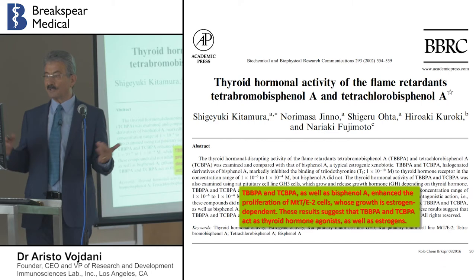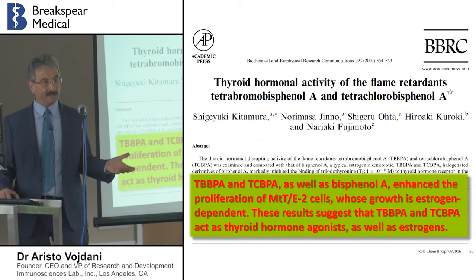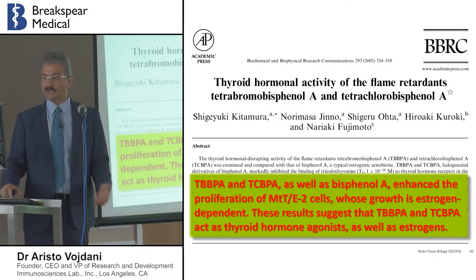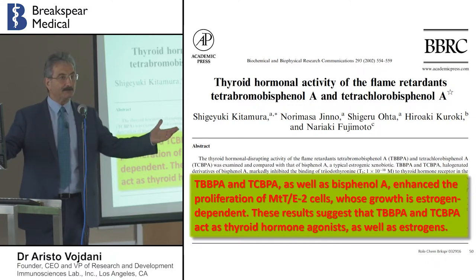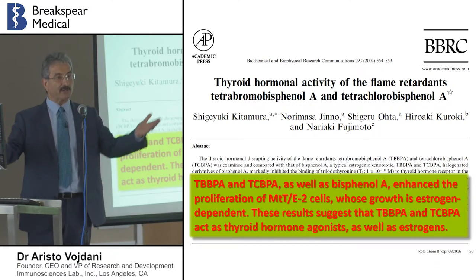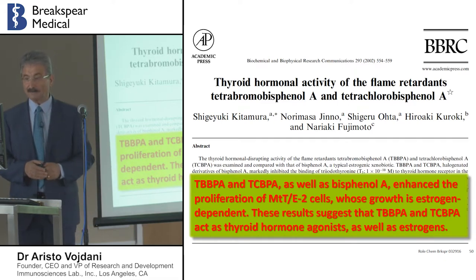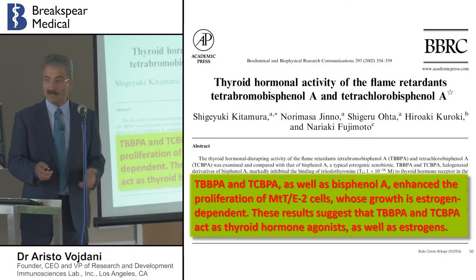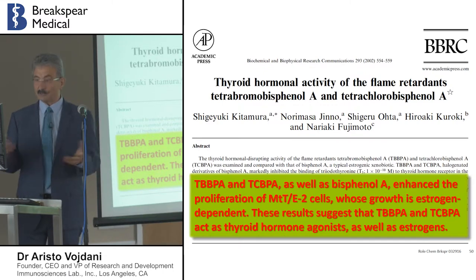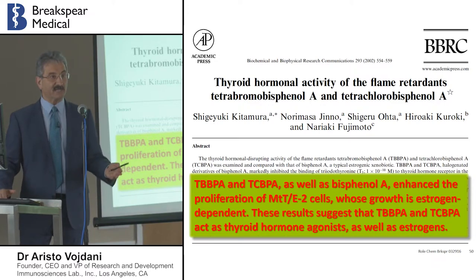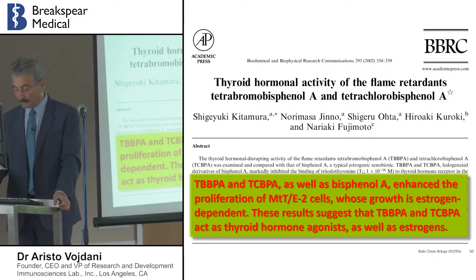Thyroid hormonal activity of the flame retardant, and one of the items that we tested antibody was tetrabromobisphenol A and tetrachlorobisphenol A. And we are familiar with this for 30, 40 years. Now the evidence is coming out, one after another. So some of these chemicals are associated with thyroid dysfunction that we find in such a high percentage of the teenagers these days, in particular girls.